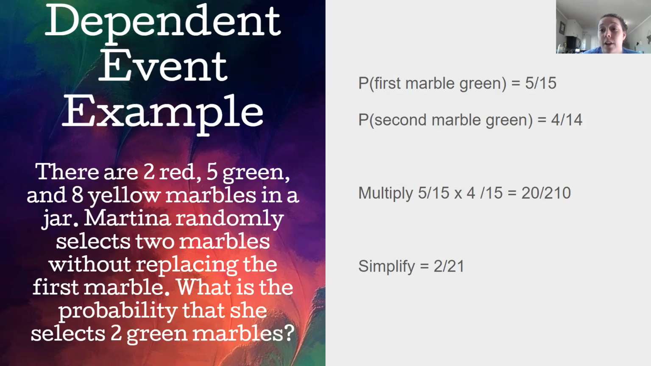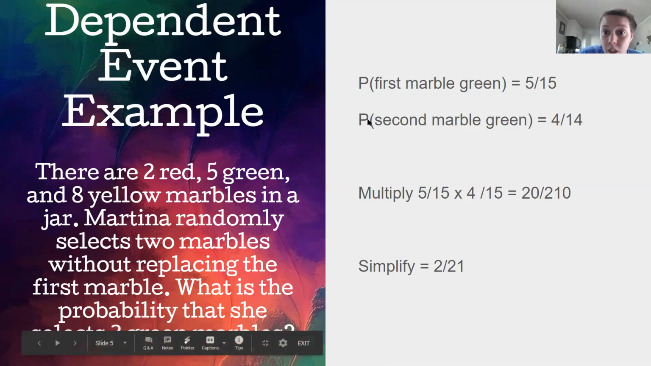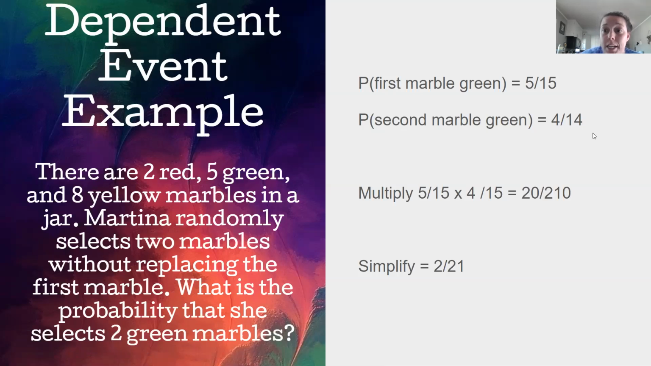jar. So if I didn't put a marble back and I've pulled 1 out of 15, there are now only 14 marbles left in the jar. And if the first one I pulled was green, I now only have 4 chances of pulling a green marble, since I didn't put that one back that I pulled. So the probability of the second marble would now be 4 out of 14, because I've now pulled 1 out, so my total decreases as well. So again, you're going to multiply these 2 things.